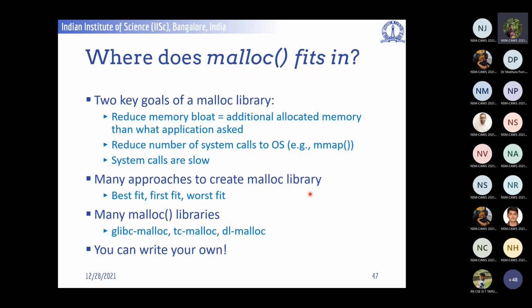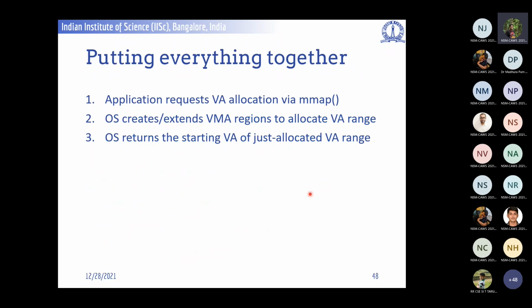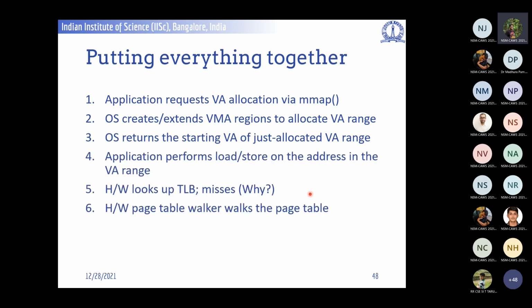Okay, so putting it all together, how this whole thing happens is that the application first allocates memory. It can be malloc, but ultimately the virtual addresses need to come from the operating system. The operating system will update the VMA regions, those nodes, and so on, to demarcate a region of the virtual address space of that given process as an allocated virtual address range. Later the application would use loads and stores to access a particular address in the VA range.